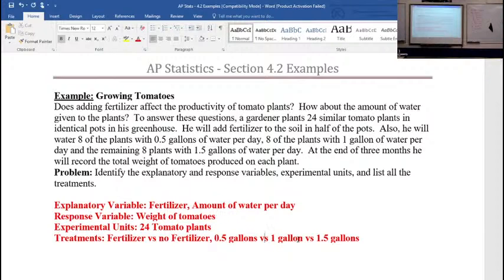Notice that they have described all 3 things that we are doing. So we need to talk about how we randomly assign them into the pots. We need to say, here's the treatments, fertilizer in half. Here's 8 that has 0.5 gallons, 8 that has 1, and 8 that has 1.5. That's describing what the treatments are that we're doing. And then what's the response variable that we're measuring? So next we're going to practice describing that ourselves.